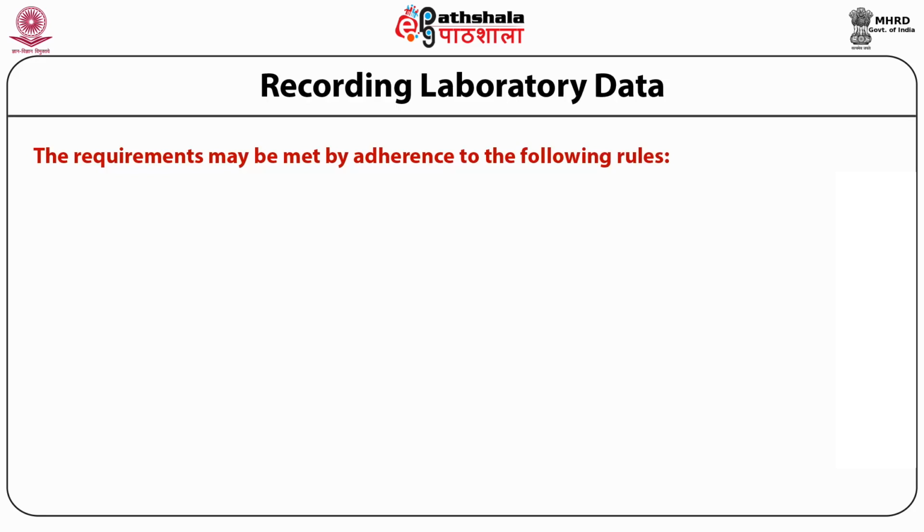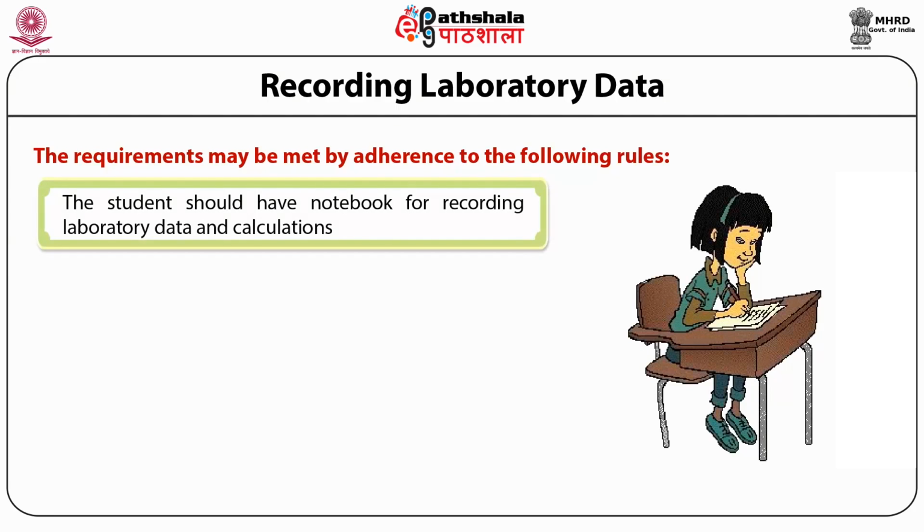Rule number 1. The student should have a bound notebook for recording laboratory data, calculations, results, and other matters pertinent to the analysis of a sample. The pages of the notebook should be numbered and a table of contents should be developed so that any experiment can be quickly found.